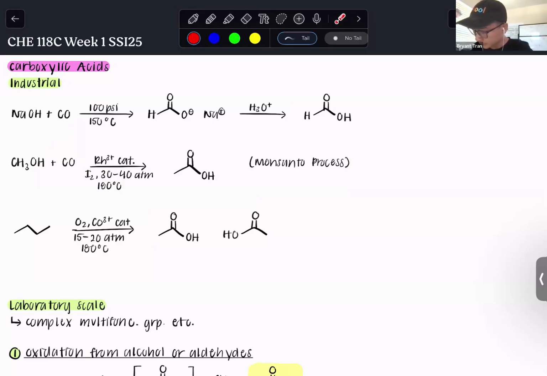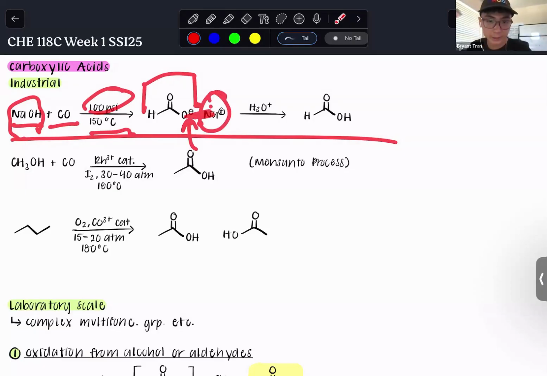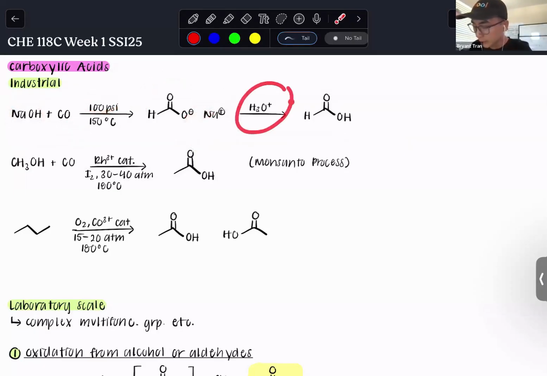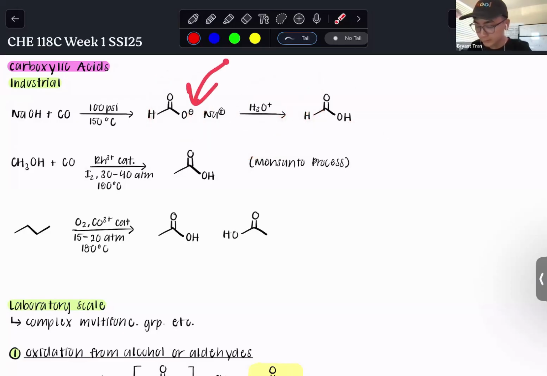The first one here, we have basic conditions, sodium hydroxide, NaOH, plus carbon monoxide, CO, at 100 psi pressure, 150 degrees Celsius, creating this carboxylate ion where we have a negative charge on that oxygen with a sodium ion, and they are going to ionically bond to each other. Then we could do acid workup with H3O+ to protonate this carboxylate ion into this carboxylic acid right here. The reason why we get a carboxylate in the first reaction is because we are in basic conditions with the NaOH right there. And in basic conditions, we are going to get the carboxylate.